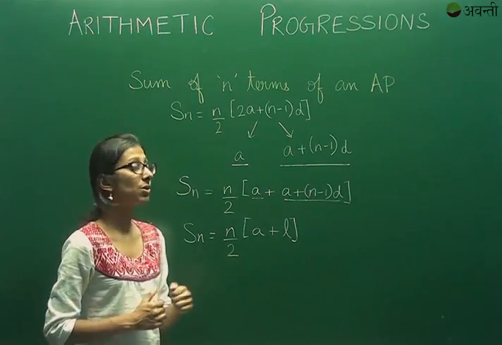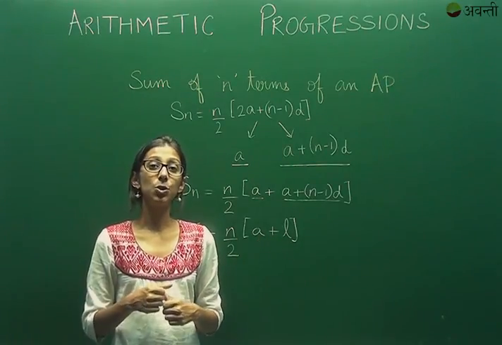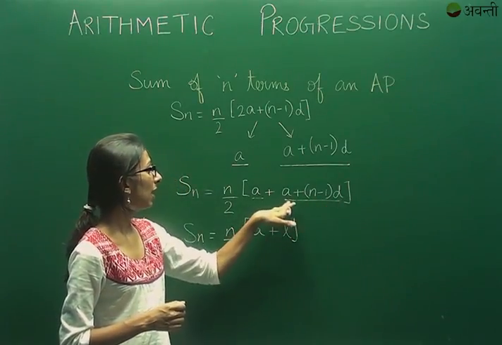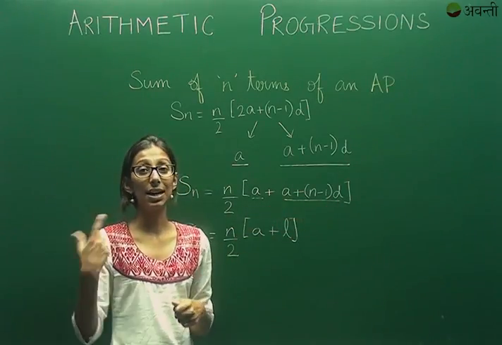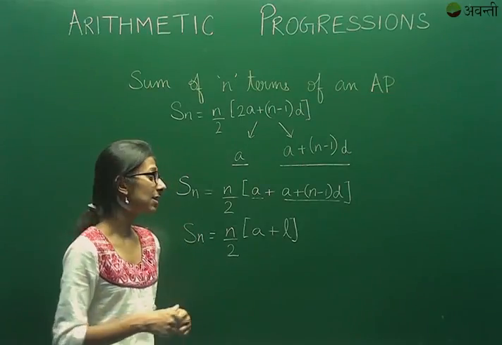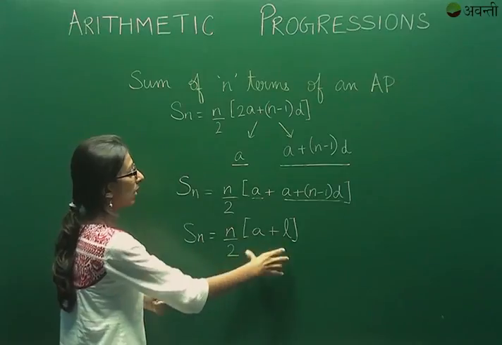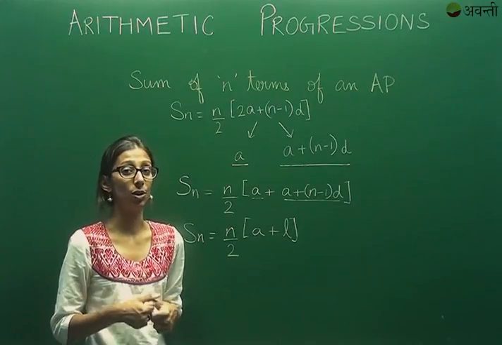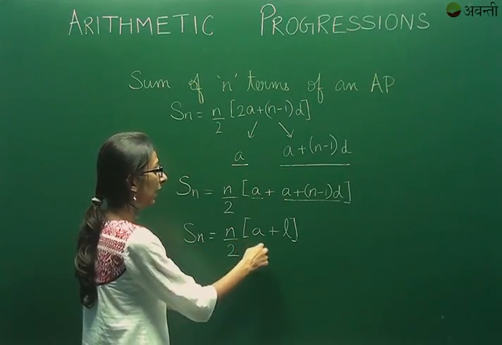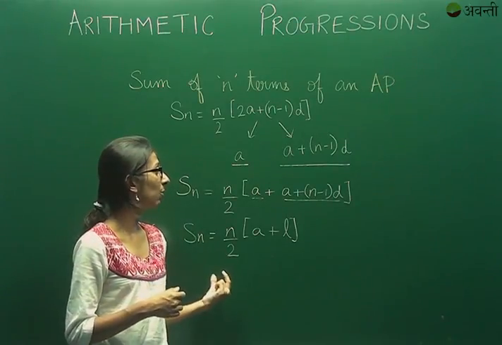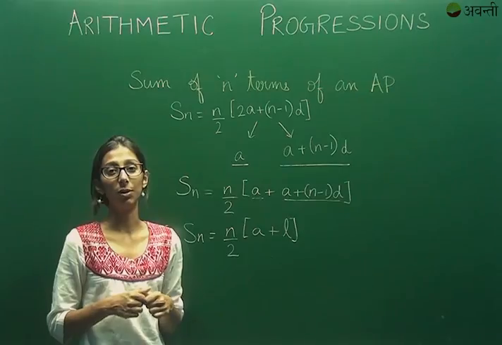Now where can you use this formula? Consider a situation where you have not been given the value of d, but only the value of n, a and the last term. In that case, you can use this formula, because look here carefully, this formula does not use the value of d at all. It simply uses n, a and l. So in those situations, you can use this formula instead of the original one.